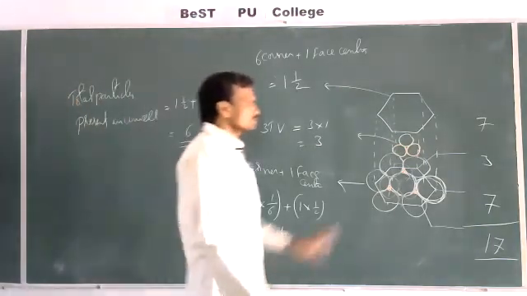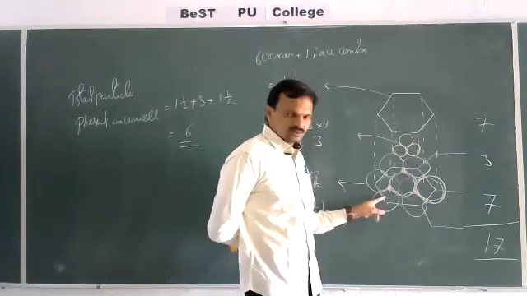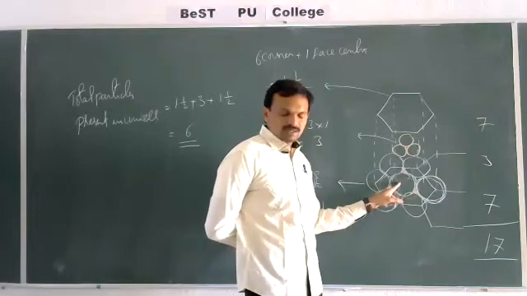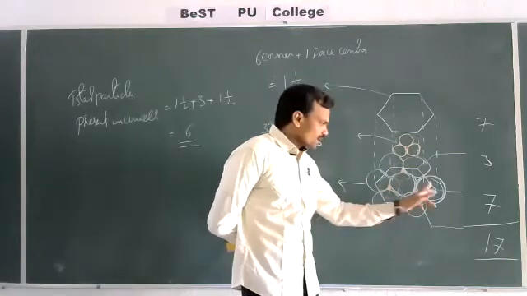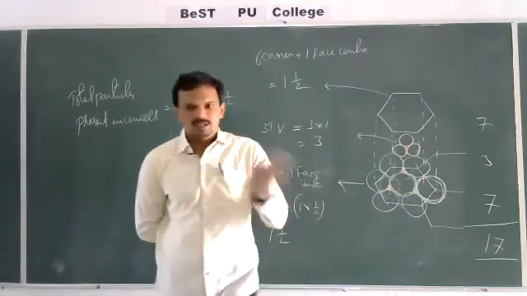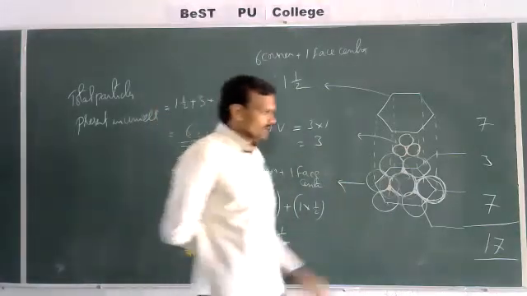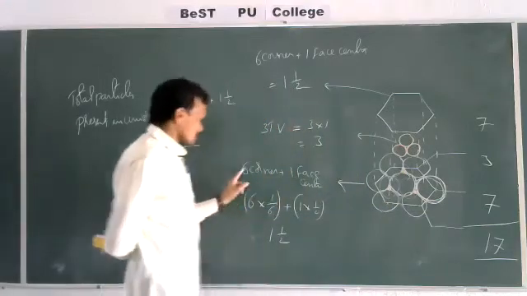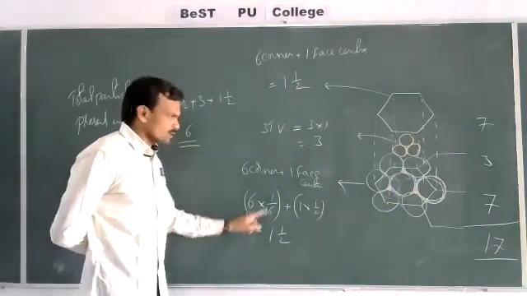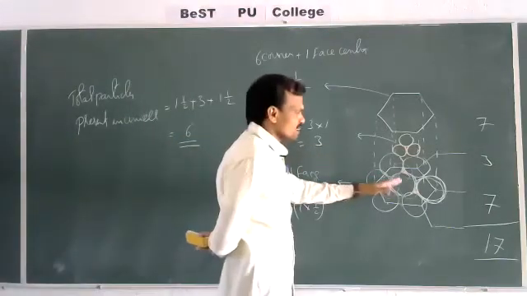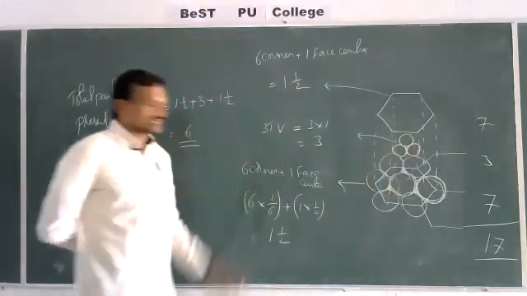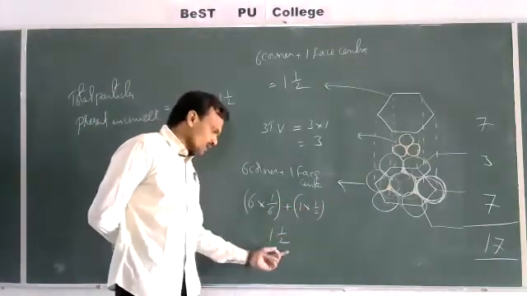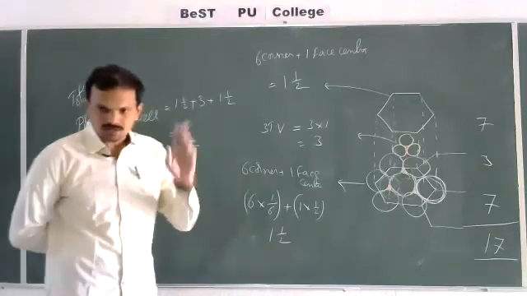Total 7. Within this hexagon, in this plane, at the 6 corners 6 particles are present. At the face center 1 particle is present. Within the plane, a corner particle is shared with 3 unit cells. In the 2 planes, the corner particle is shared with 6 unit cells. So each unit cell should get a share of 1 by 6. So 6 corners, 6 into 1 by 6. A face center particle is shared with only 2 unit cells. Then each unit cell should get a share of 1 by 2. So 1 into half, 1 by 2, total 1.5 particles are present in the unit cell.